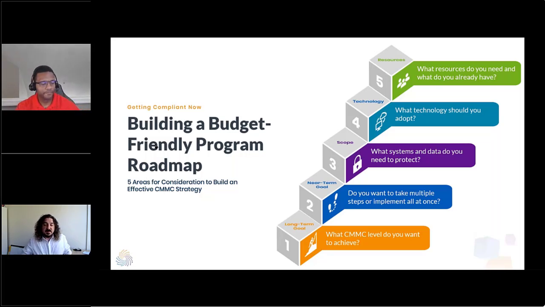So that leads into level 2. Do I want to take multiple steps or implement it all at once? I would recommend that you don't wait until the last minute, like anything in life. There are approaches to getting into a compliant environment today. Perhaps that's a limited compliant environment that you only use for sales, right? For receiving CUI, that's part of being able to respond to proposals. Or you have a very limited environment that's only for a small set of communications of CUI, but the rest of your organization doesn't need to be in a compliant environment.